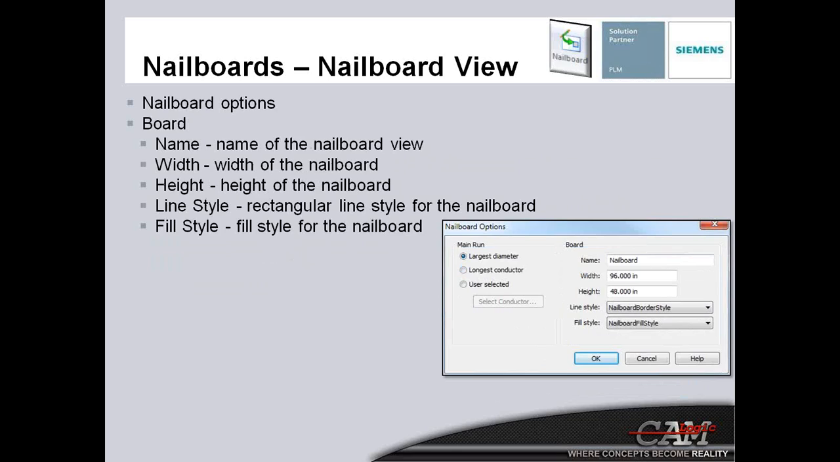Alright, so let's go ahead and talk about the board. Now the board, you can see there are some Nailboard options. You can go ahead and put in the name of the Nailboard view, the width, the height, line style, and fill style. So the line style is a rectangular line for the Nailboard, and the fill style is the fill style for the Nailboard.